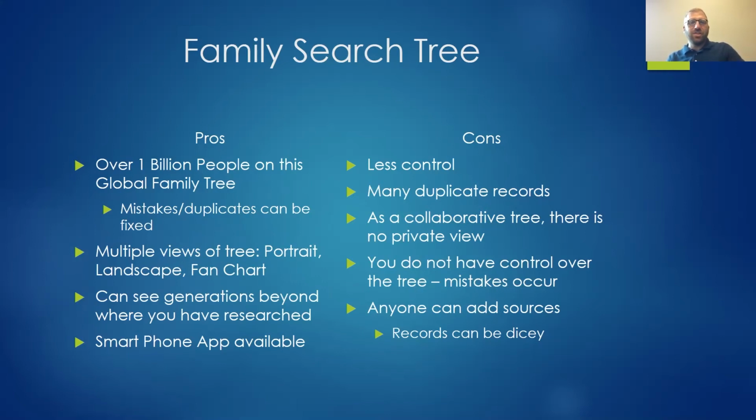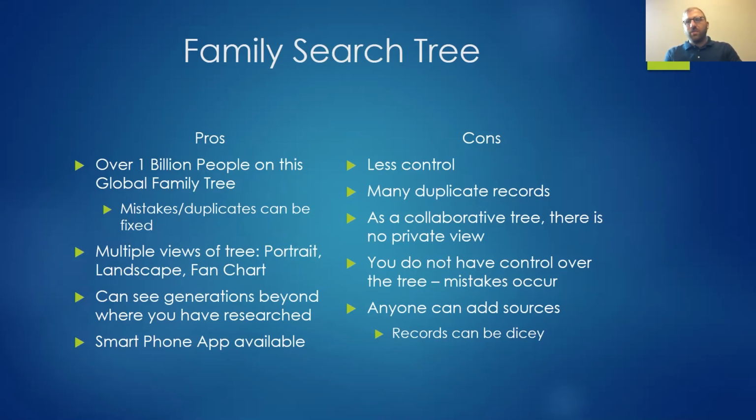You can see generations beyond where you've researched. That's one of the major advantages with FamilySearch, because it auto-populates after a certain point. You can see where other people have researched your line, and in no way does that mean you do not need to do the research; you need to fact check everything. But it can give you a different perspective on your research, and some places to look. There is a smartphone app available.